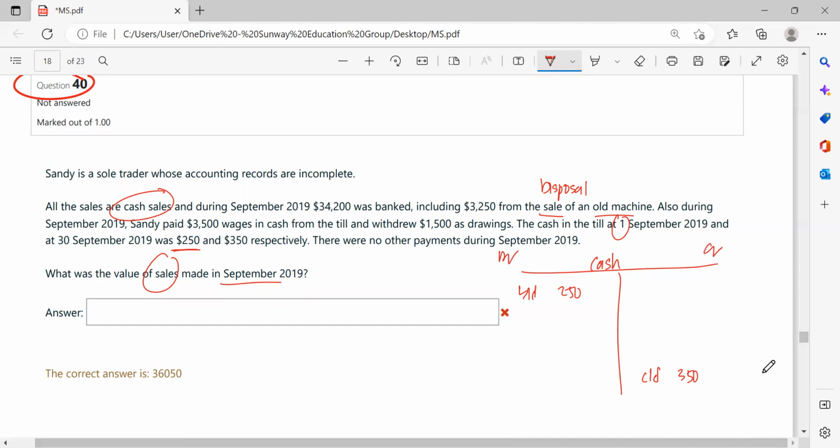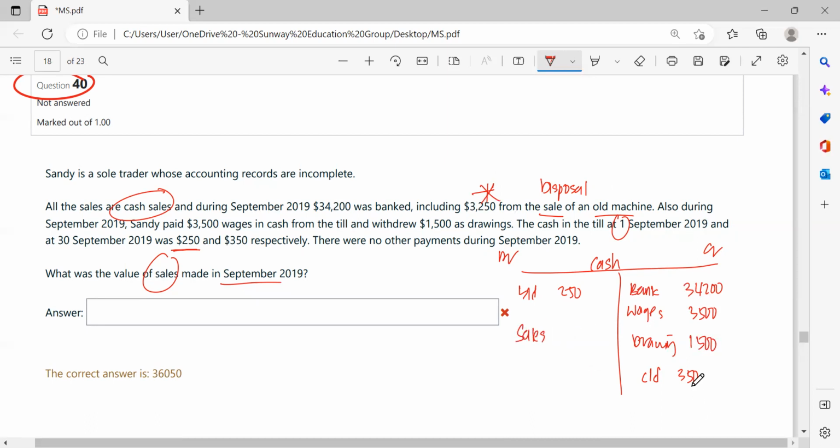Then let's see what happened during the month. 34,200 was banked, meaning they transferred 34,200 to the bank. In that case, I should reduce my cash account by 34,200. But please remember, this amount included disposal. And also paid wages 3,500 and drawings 1,500.